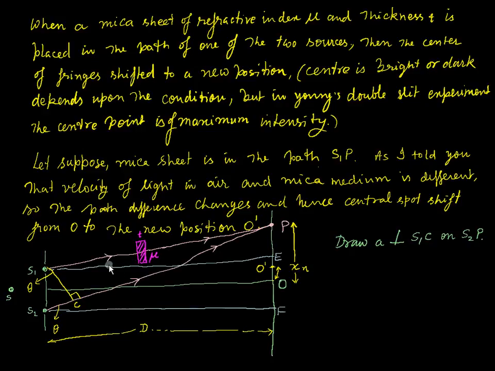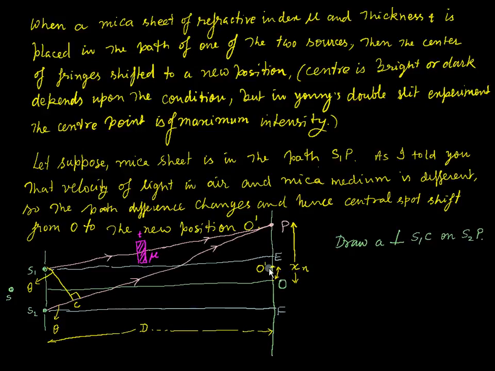What we are doing is, we have two sources S1 and S2, as I told you, and we have put this mica sheet of thickness t and refractive index mu in one of the light ray paths, S1P. In the path of S1P we placed this mica sheet, right? So now we are saying that when we put this mica sheet in the path of the light ray, the center of the fringes, which without the mica sheet was O, has now shifted to O prime. This is the idea.